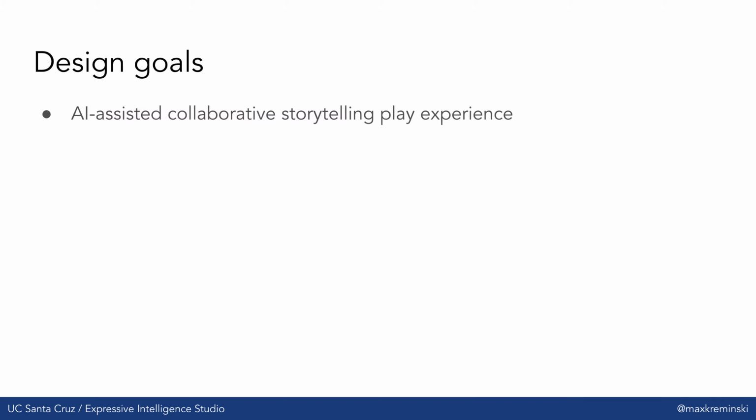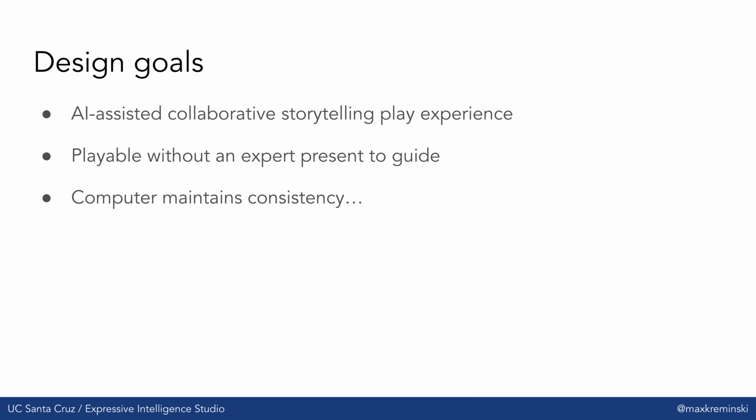So our design goals for this were an AI-assisted collaborative storytelling play experience, something similar to Bad News, but in which you didn't really need an expert present to guide the play experience, where the computer maintains consistency, perhaps by, for instance, using a social simulation to say, these are the things that the characters want to do right now, and they're not going to do things they don't want to do because that wouldn't make sense. Where the computer suggests things that might happen next in the story to prevent writer's block and things like that.